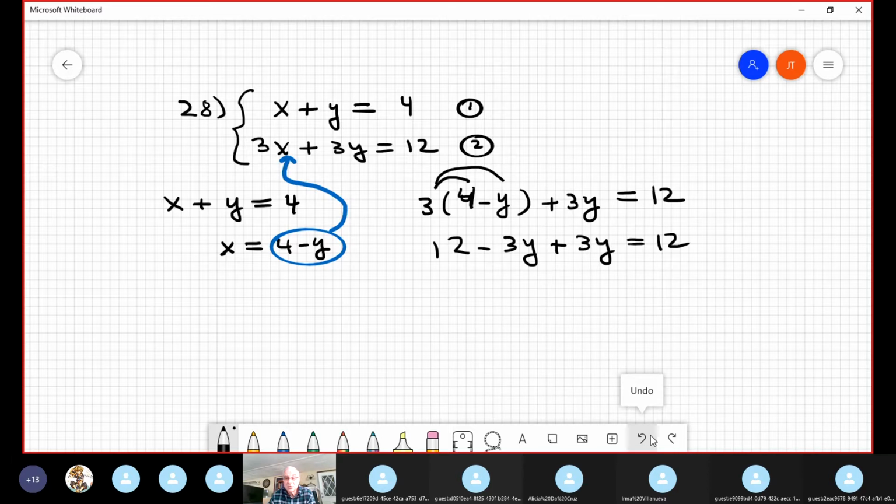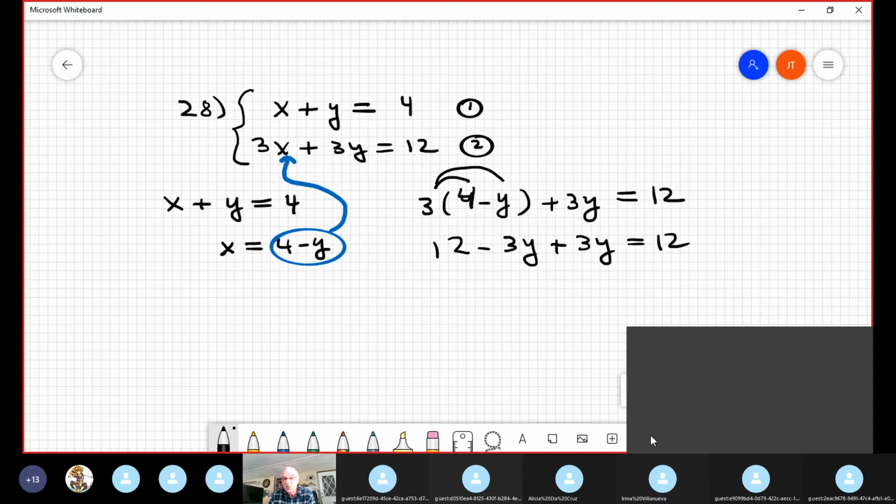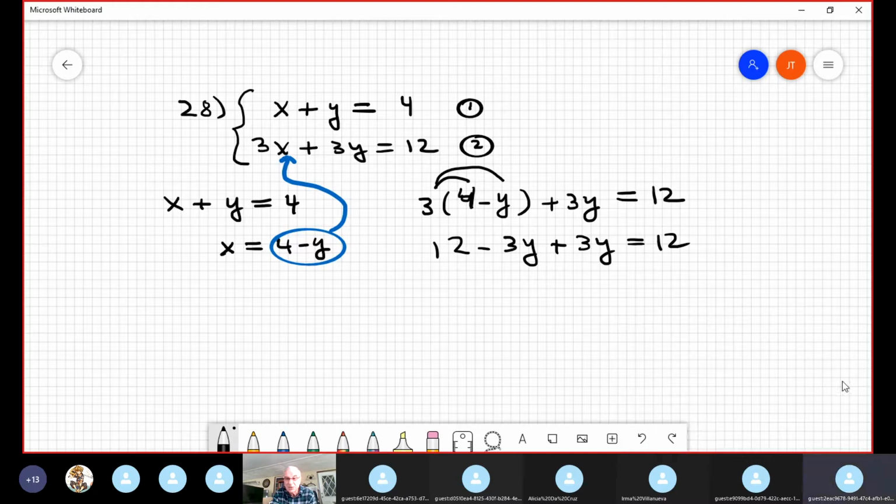And something important suddenly happened. Wait a second. They cancel out? Yeah, they cancel out. Look, it cancels out. Wow. Zero. So now what stays is 12 equals 12. Yes or no? Yes. And this statement is super true. Correct? A true statement.